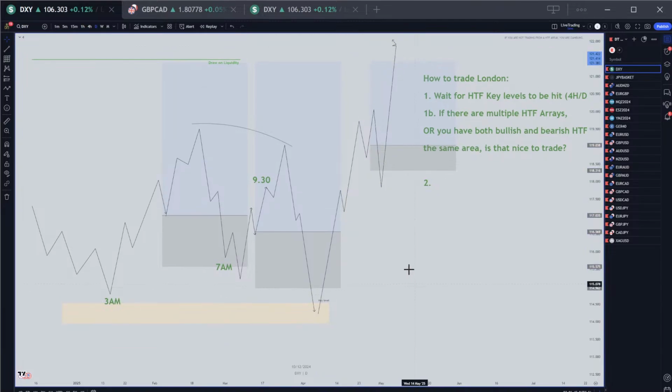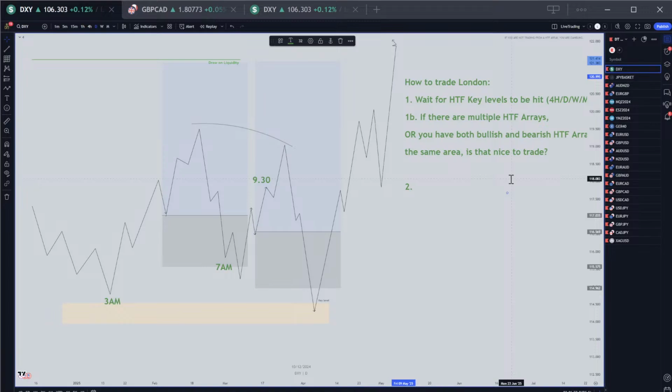And they blow their account. So to avoid this, use your starting point. Be very religious with your starting point. If the higher time frame key level is not hit yet, wait. Just wait.